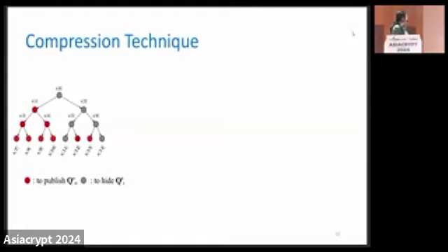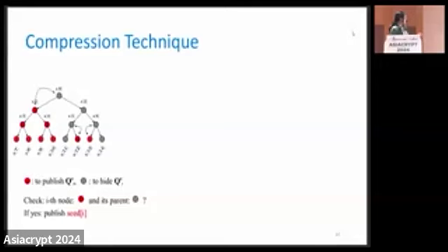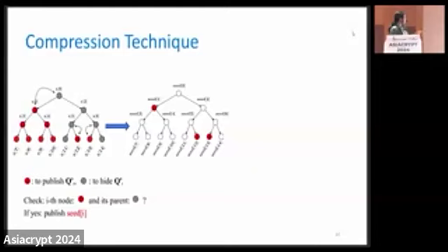Then using this reference tree, we decide which nodes of the seed tree have to be published and which have to be hidden. For each node, we check whether this node is red and its parent is gray. If this happens, then we publish the corresponding seed. For example, X1, X12 and X13 satisfy this condition, so we publish the corresponding seeds.